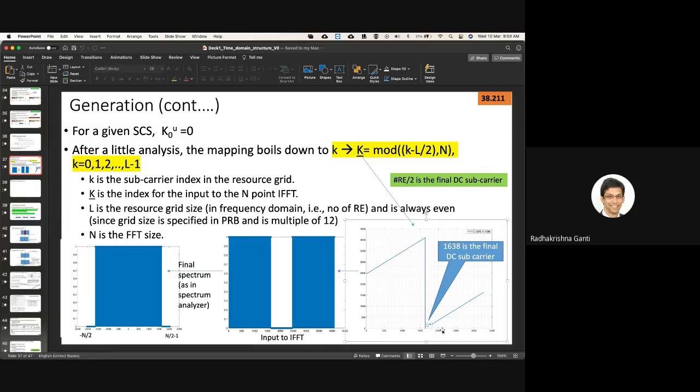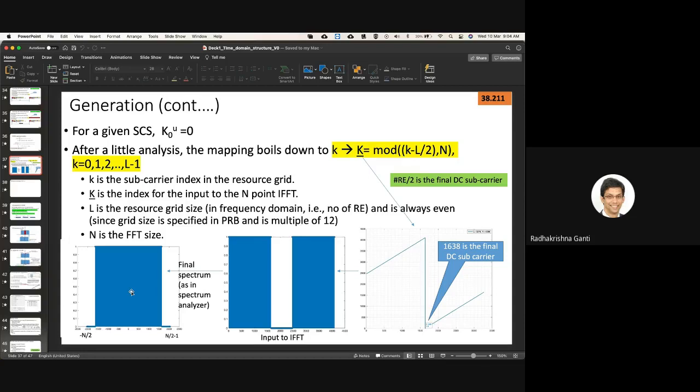For example, the 1638 resource element gets mapped to 0, and the 0th element gets mapped to 2500. So I'm taking an example of L equal to 3276 and N equal to 4096. And then you give that, so that looks like this. So this is the input to the IFFT. Once you give the input to the IFFT, we are done. If you look at the spectrum, it looks like this.